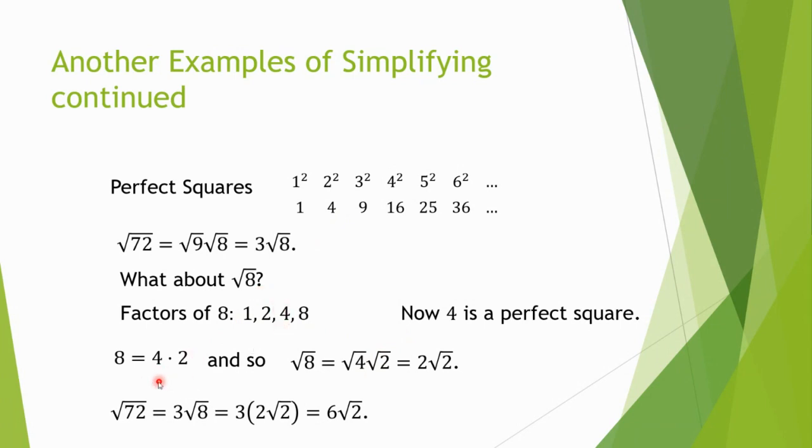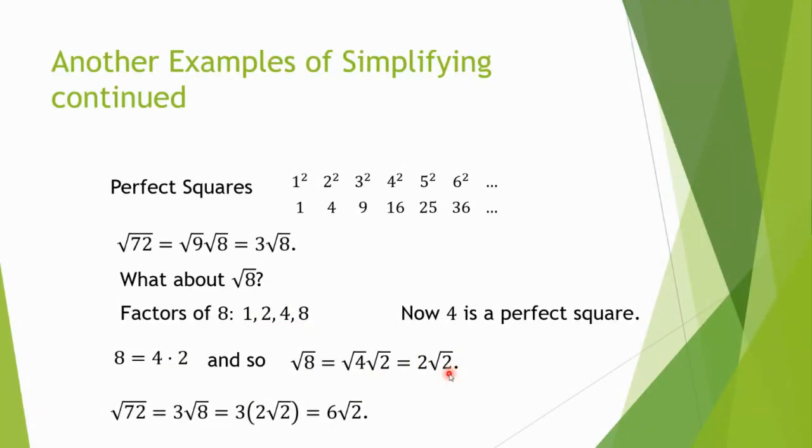And that's what we're doing here. 8 is 4 times something. How do you get the something, the 2? You divide. And so from here, we take square roots. The square root of 8 is the square root of this product, which is the product of the square roots. And we know the square root of 4 is 2. So from here, we get 2 times the square root of 2.